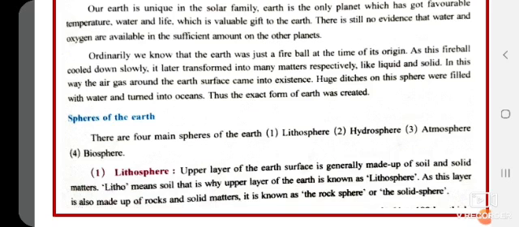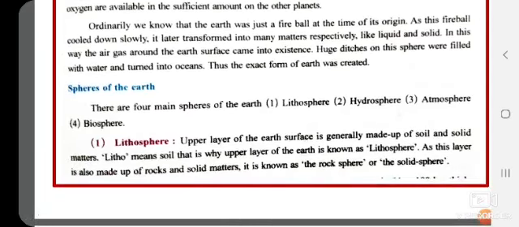So slowly it cooled down into liquid and solid, and in this way the air gas around the earth's surface came into existence, and whatever gas was around the surface of the earth came into existence. Huge ditches on these spheres, the big big pits, were filled with water and turned into ocean, and in this way earth has been created. Earth was formed in this way by cooling down. It was just a fireball in the beginning.